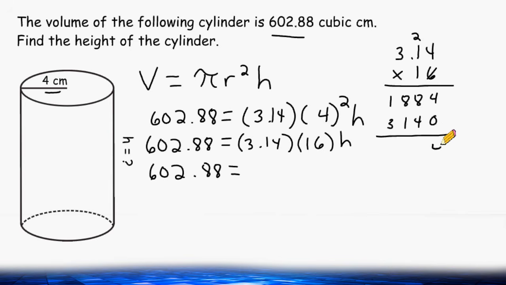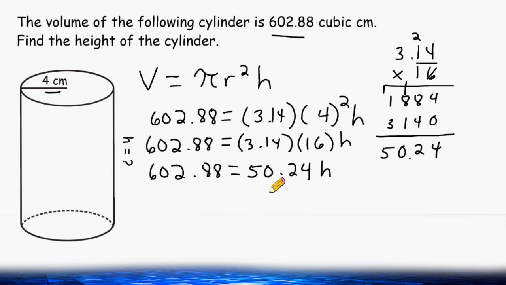Next, we add up all of the columns. This is 4. This is 12. This column is going to be a total of 10. And this column is a total of 5. And because we have 2 place values after the decimal in the problem, the same should be true in the answer. So now we know that the product of 3.14 and 16 is 50.24, multiplied by the height, of course.